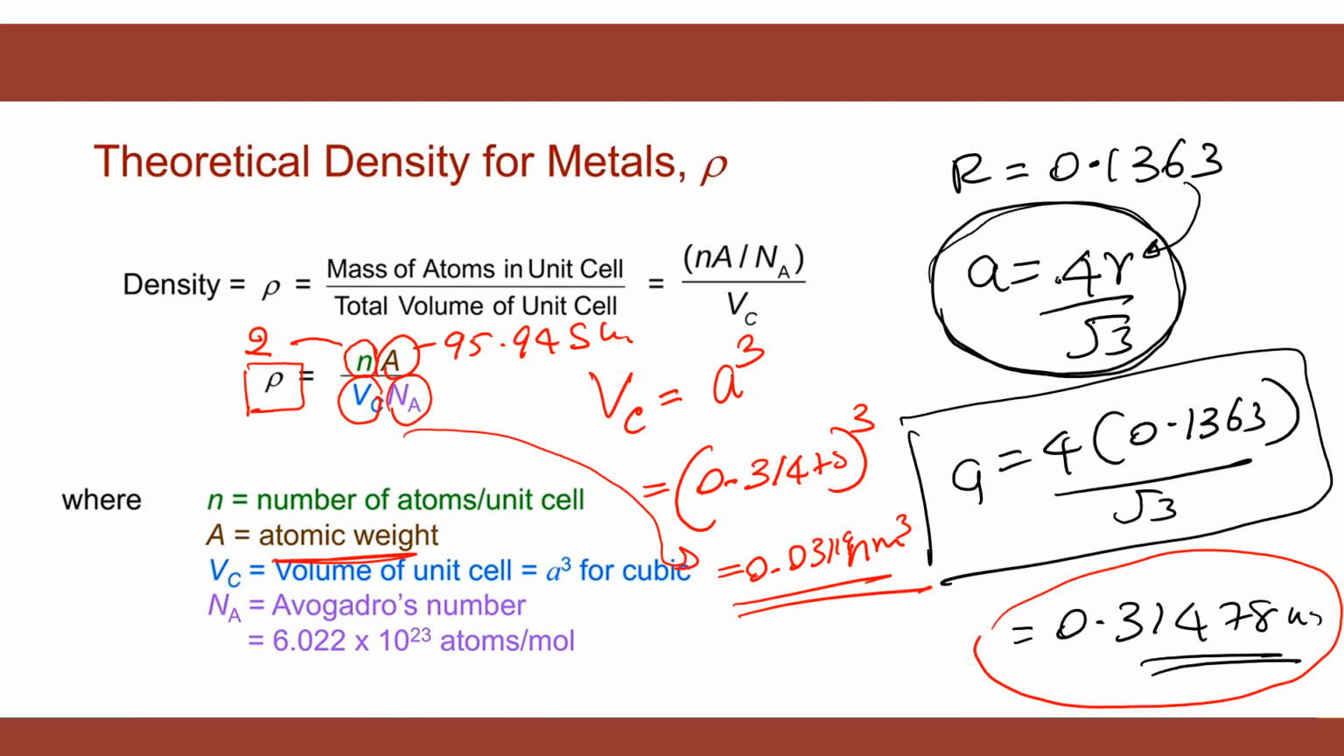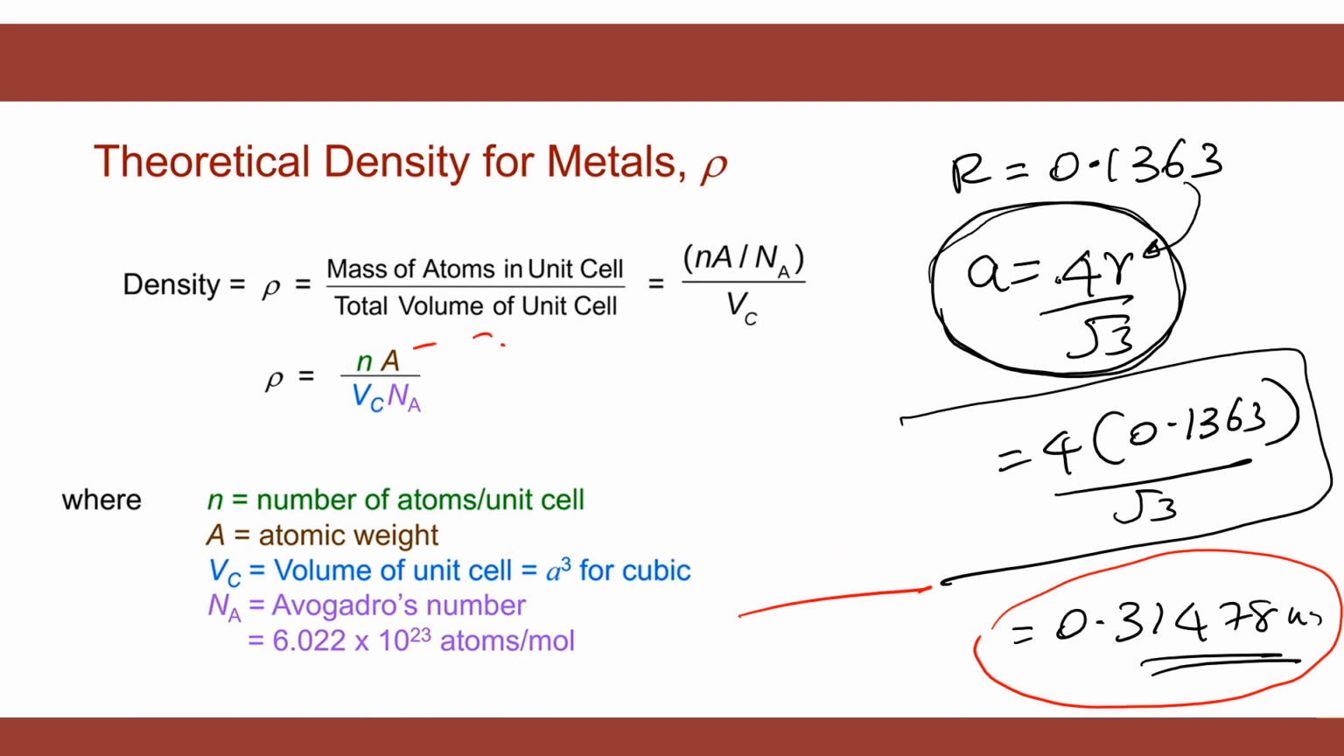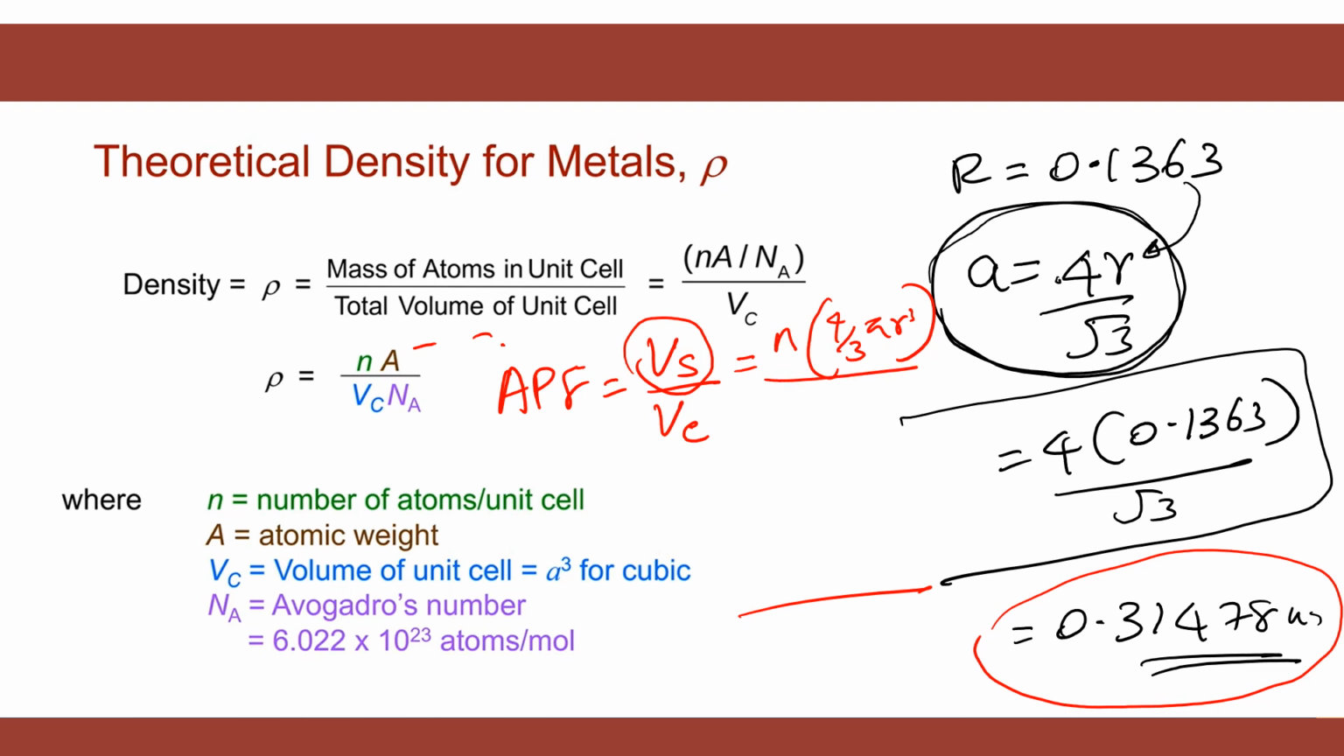Are we all okay? The only part that we haven't done is the atomic packing factor. Atomic packing factor is A solid divided by A cube. A solid is, we know, the number of atoms times 4 over 3 pi r cubed, divided by the volume of the cube, and that will give you the atomic packing factor. R is given to us as 0.1363, and N is 2 for BCC. Are we okay with this question?